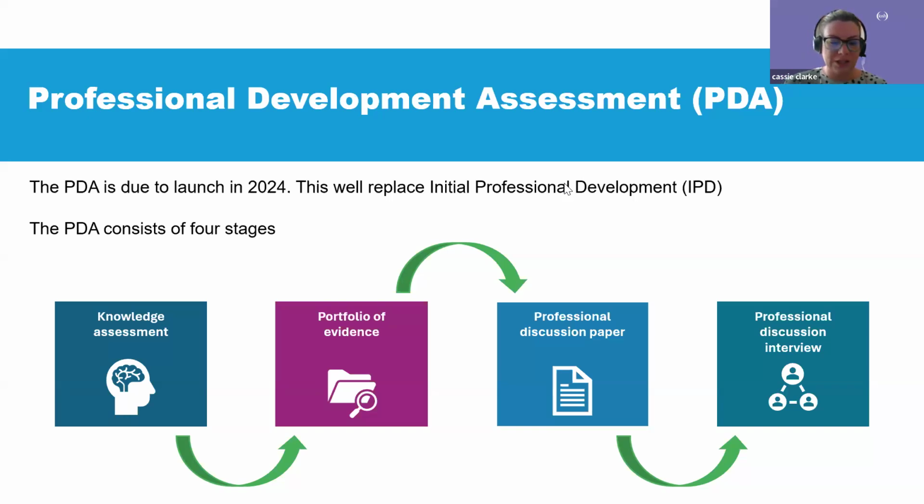Also involved in this process is the professional discussion paper. So we're looking at 3,000 to 5,000 words, and to provide evidence against set criteria for this. You will need to support your portfolio with a reflective statement. So we want to see your progression, what you did, why you did it, what you learned from it. Okay, and the next part is the professional discussion. So you would attend an online interview structured around the previous 3 steps.